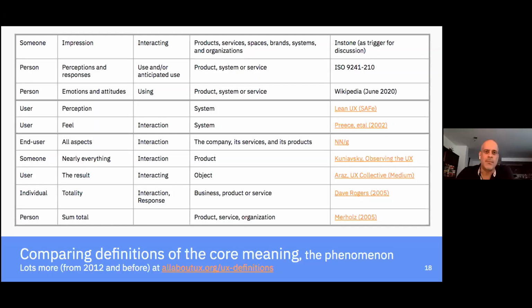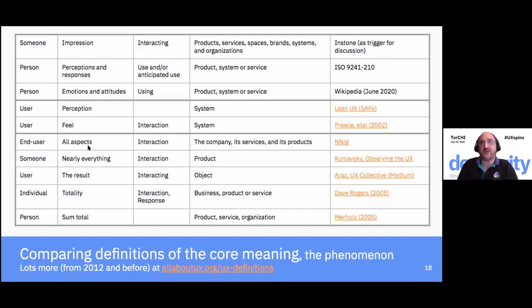I have a problem with the all aspects, because that is just meaningless. It's just everything. So I compiled other ones that said all aspects, nearly everything, totality, sum total. And again, some of those were written in 2005 when we were still figuring it out. So I understood the vagueness, but I've been trying to get the one that doesn't say it's everything in the world that goes into somebody's head, or goes through somebody's head. So there are some different things.